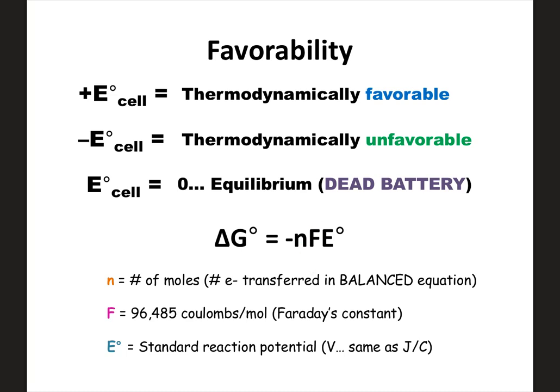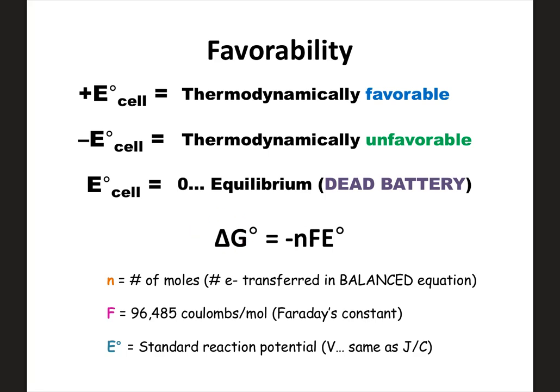F is Faraday's constant. It's 96,485 coulombs per mole. This is given directly on the equation sheet. And then this N here is the number of moles. Essentially, it's the number of electrons that are transferred in the balanced equation. Very important here: when you add up your reaction and your electrons cancel out, what is that number? That's your N. So you get the number of electrons from the balanced equation, F is a constant, and you use the standard potential that you calculate.